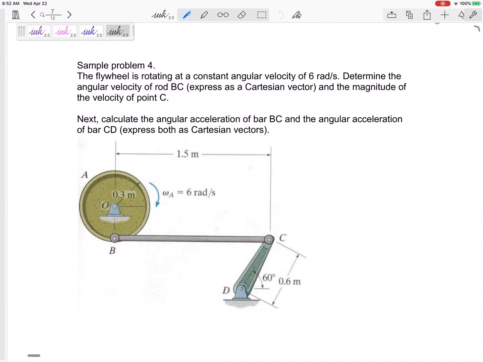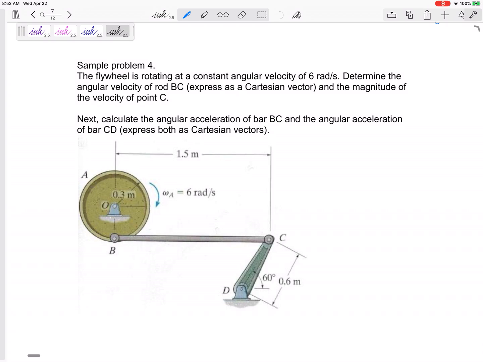Alright, so problem number 4 on the test is going to be kind of a combination of velocity and acceleration. So the first part, determine the angular velocity or determine some velocities, the magnitude of velocity of point C. The next part, determine the angular acceleration or some accelerations of some points.